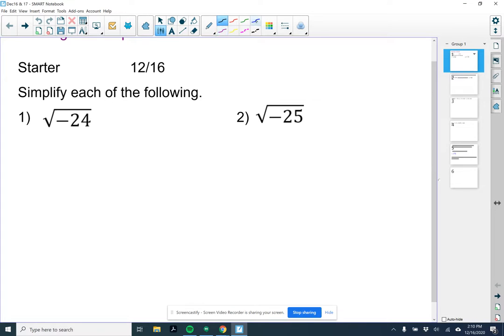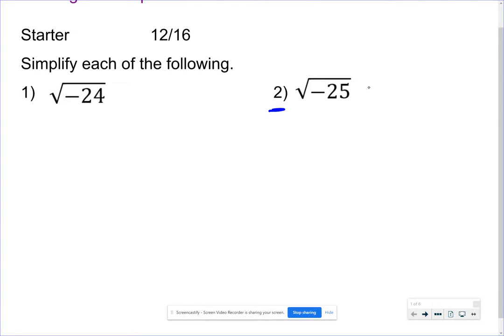I need to enable my pen here. Second one is easier, this one, because 25 is a perfect square. Now remember, the first thing we need to do when we're simplifying the square root of a negative is bring the negative out as an i, because the square root of a negative number is not real, it's imaginary. So we use i for imaginary, take i times the square root of 25, and then we simplify the square root of 25. Remember, 25 is a perfect square. It's 5 times 5. So the square root of 25 is 5, so we have i times 5, but we don't write i5, we write 5i, and we're done. So that one's super simple.